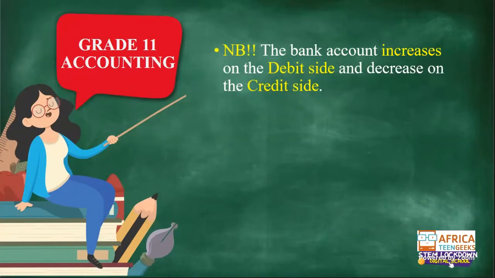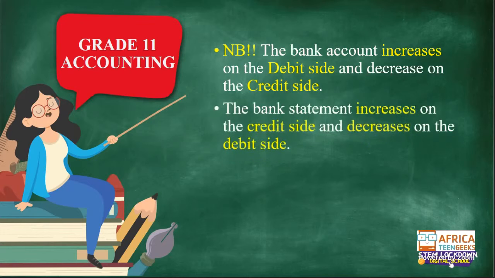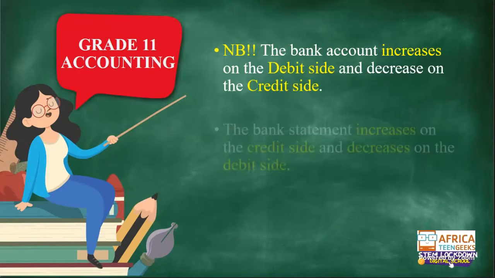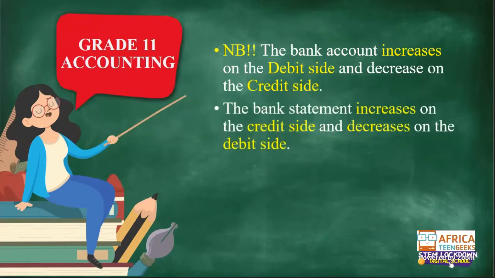What you must know is that it is important to note that the bank account increases on the debit side and decreases on the credit side. As for the bank account, the favorable balance will be on the debit side and the unfavorable balance will be on the credit side. But the bank statement increases on the credit side and decreases on the debit side. So the bank statement is the opposite of the bank account. You need to know that.